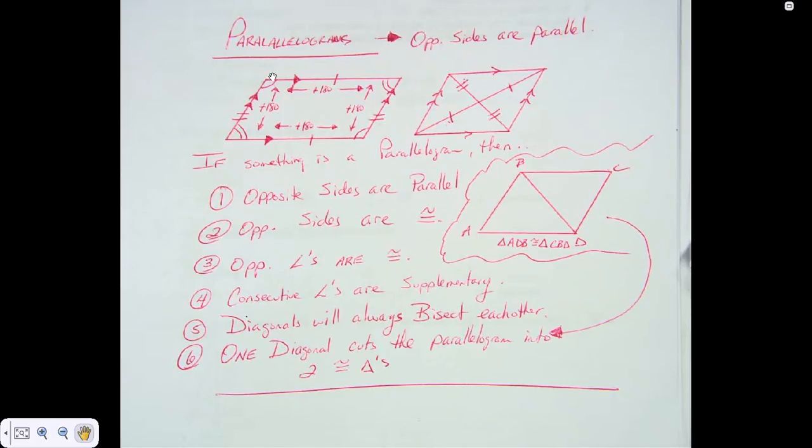You may not realize this, but a rectangle is a special type of parallelogram. In a rectangle, the opposite sides are parallel. A square is a special type of parallelogram. A rhombus is a special type of parallelogram.